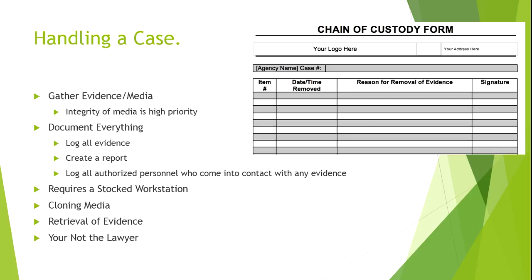Retrieval of evidence is a major priority. It's the main focus of computer forensics, and you also need to remember that you are not the lawyer. You're not allowed to have a biased opinion. Any evidence that you find while working on a case, you are required to hand up, and you are not allowed to hide it just because you might feel a certain way or have some sort of feelings about the case.